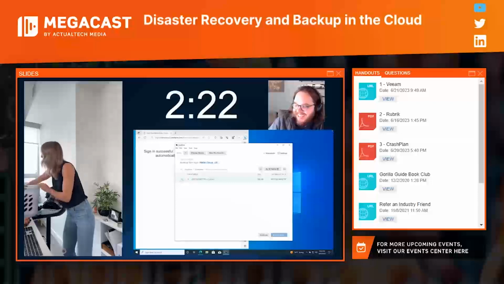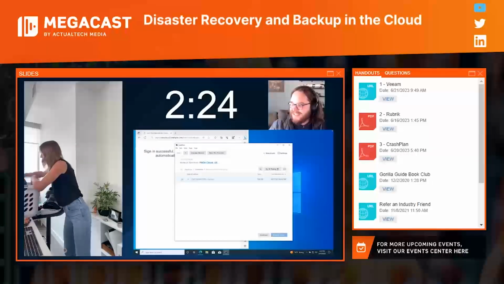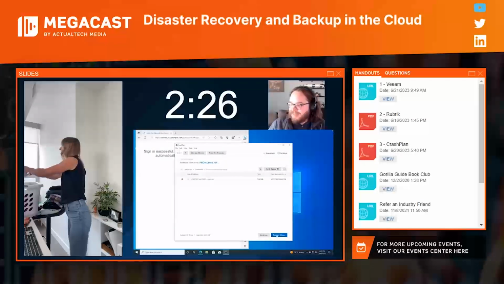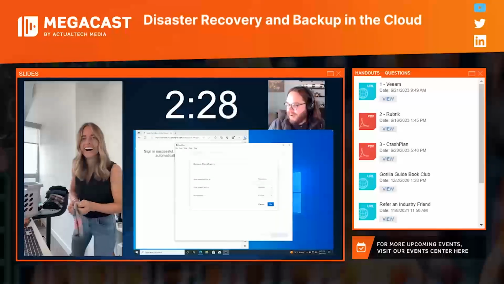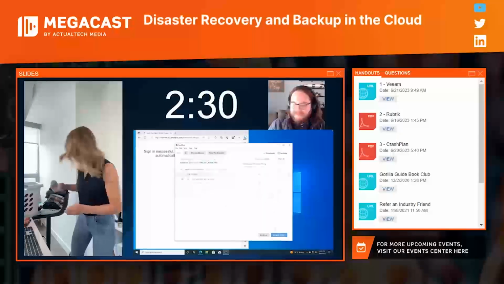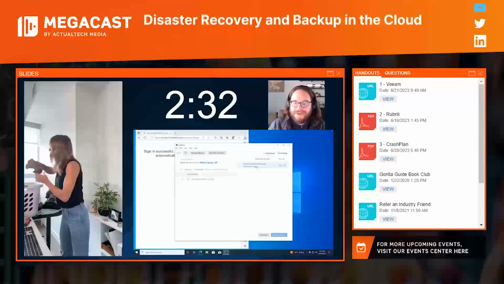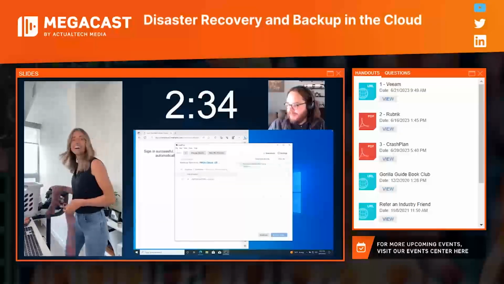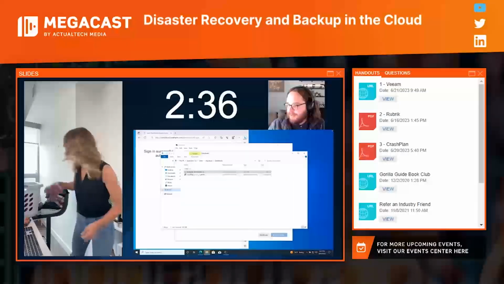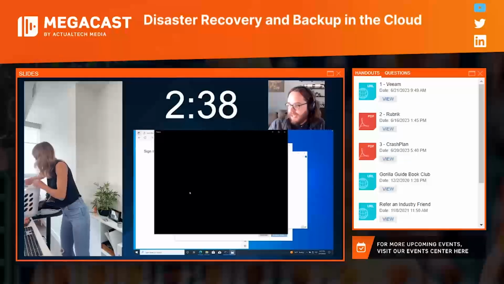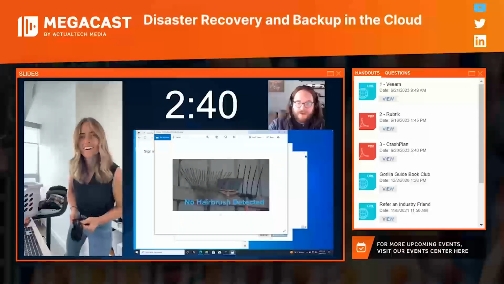So I have this version right here that I can restore, and I'm going to have it go to my downloads folder, and I've got my file back pretty much immediately. So when I open this up, I can just double click on no hairbrush detected, and you'll see that, okay, there's no hairbrush in this image. It's a bunch of rakes.